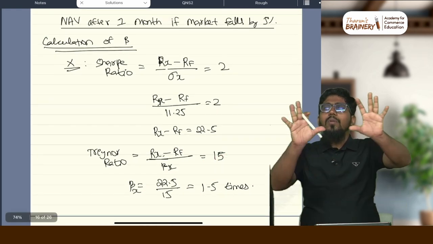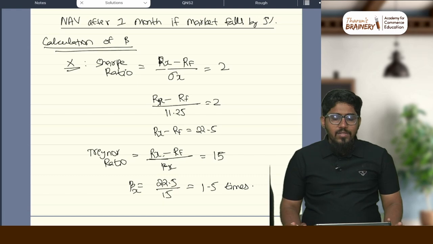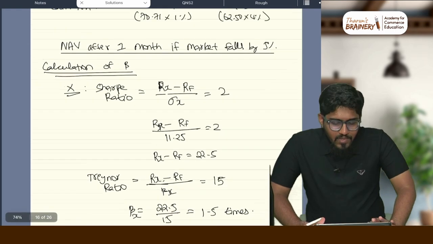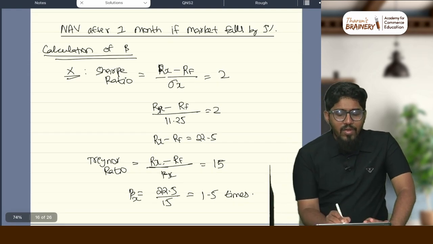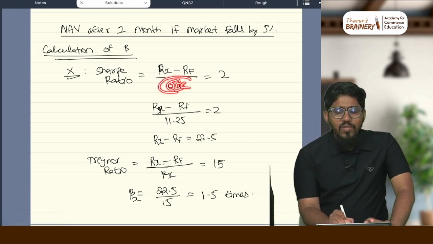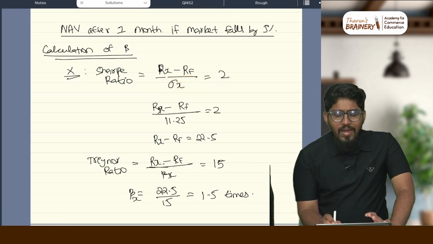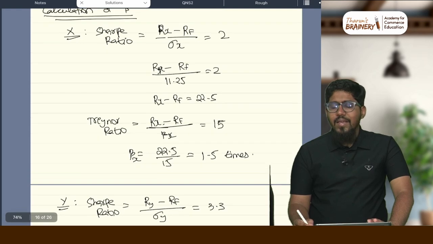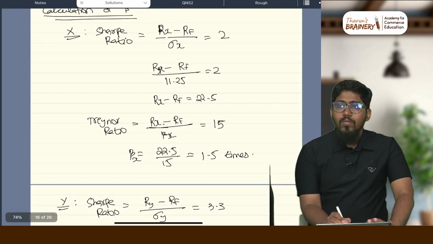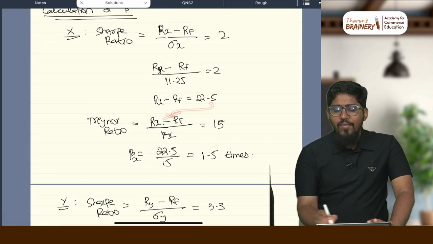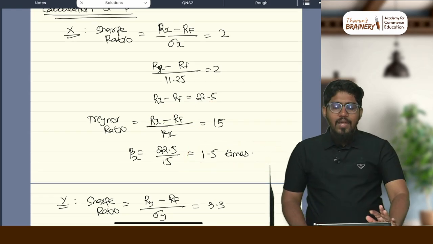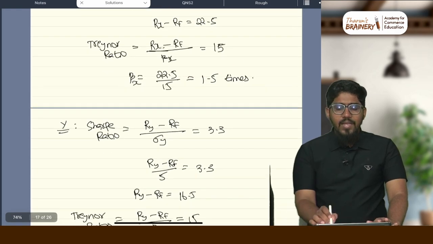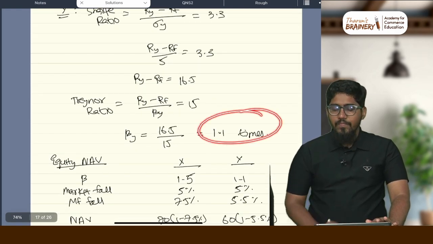Two equations, two unknown values, so you will be able to find that out. Are you all with me? So Sharpe ratio is Rx minus Rf by standard deviation of X. Standard deviation of X is given, put it here and multiply, and you will get Rx minus Rf equal to 22.5. Treynor ratio is Rx minus Rf by beta, equal to 15. Rx minus Rf I know, so 22.5, just put it here, and I will get my beta as 1.5 times. Similarly, calculate beta for Y also: 1.1 times. Now here the beta is 1.5 times, and here the beta is 1.1 times. Are you all having clarity?